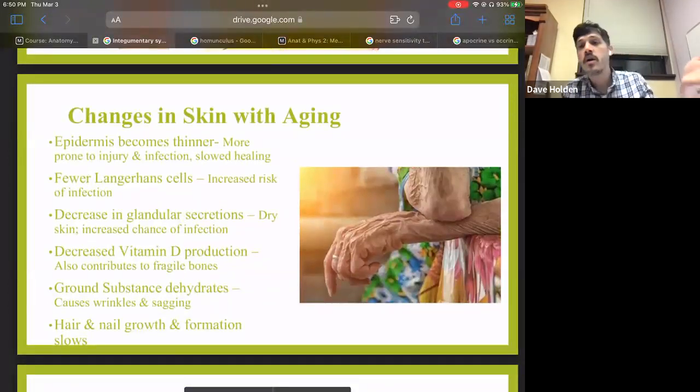Okay, so as we age, skin is the organ that most readily shows the signs of aging. You don't notice an aging liver or an aging heart, usually until it's too late. But you notice the aging of the skin by your mid-20s, 30s at the latest. The first thing we start to notice is the epidermis begins to become thinner. Thinner skin is going to be more prone to injury and infection, and it slows healing.